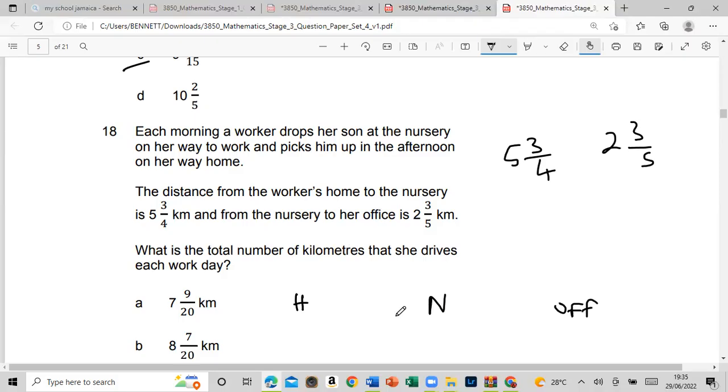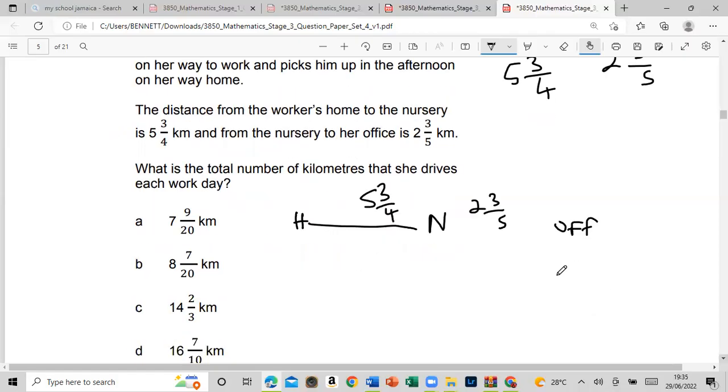Remember the nursery is not a diversion, right? 5 3/4. So this now is 2 and 3/5. She goes and comes back. That's all she does. She just picks up the child on the way. So what journey does she do? From office to home, which involves the nursery.